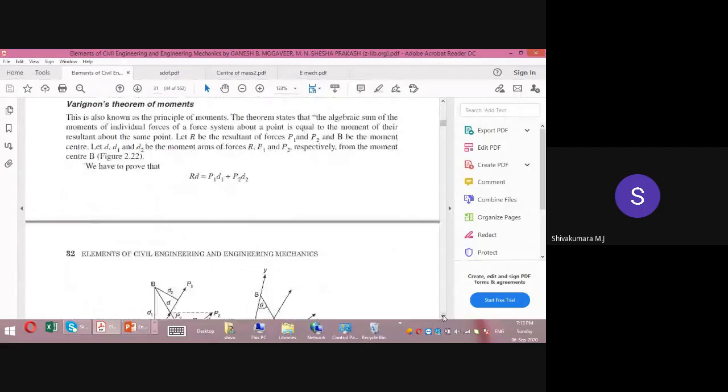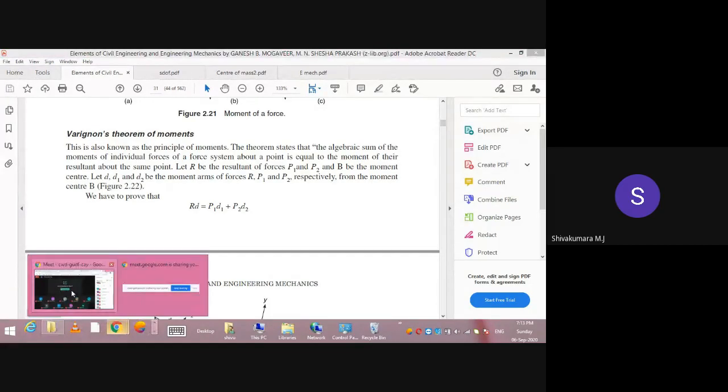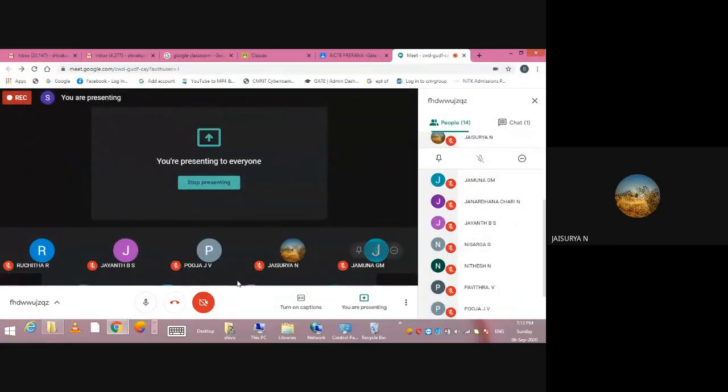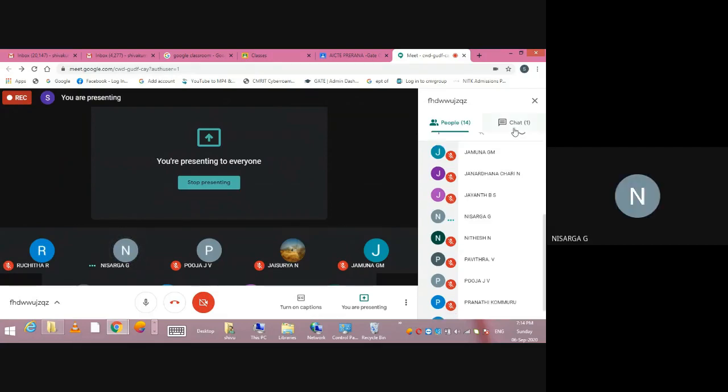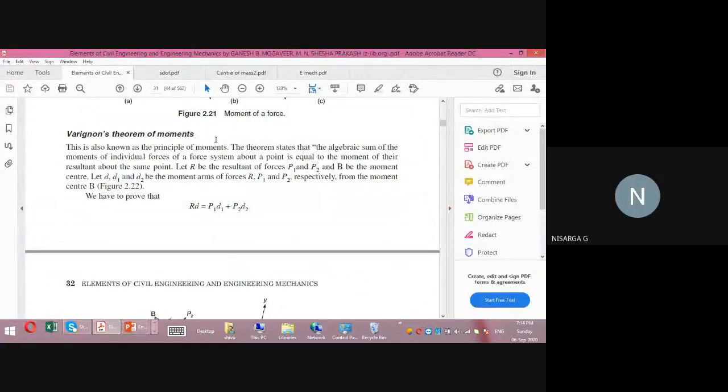And Varignon's theorem of moments, the definition of this, is useful even in center of mass. That concept also requires this topic. So do you remember Varignon's theorem of moments? What is the definition? Nisarga? Any idea? Varignon's theorem, what does it say? Nisarga, are you there? Hello? Am I in connection? Any issue with connection? No, sir. Okay. I'm audible, right? Nisarga? Yes, sir. Yeah, can you hear me? Yes, sir. Varignon's theorem, have you heard? Yes, sir. I think so. What does it say?